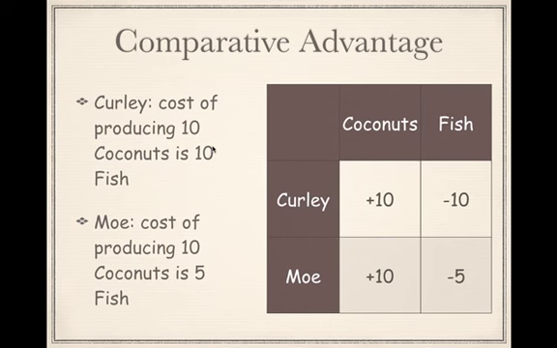So we've shown that Curly has the comparative advantage in fish production, therefore that's what he'll specialize in, and Mo has the comparative advantage in coconut production, therefore that is what he will specialize in.